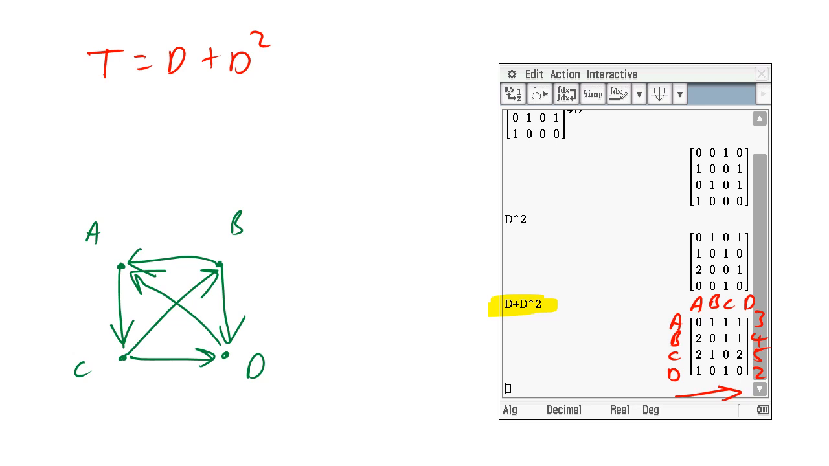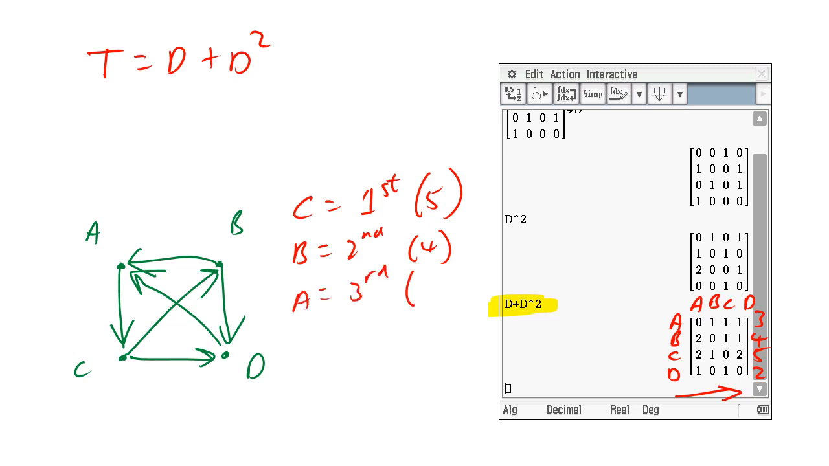So C has the highest number. So C equals the first team because it had a value of 5. And then we can say B was the second strongest team because it had a value of 4. A was the third ranked team because it had a total dominance.